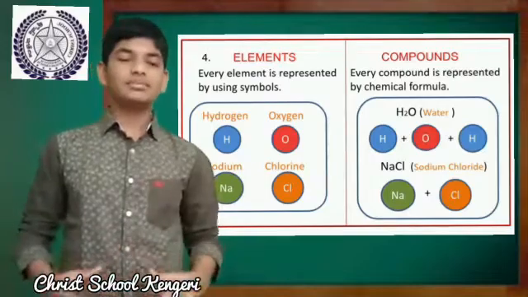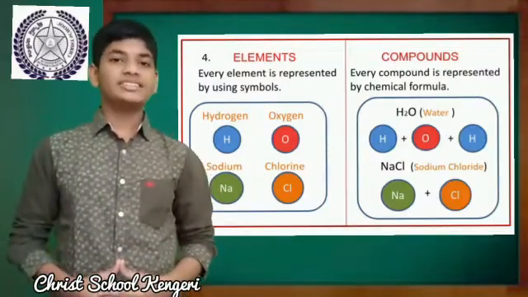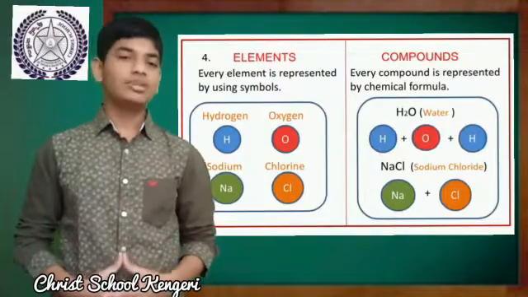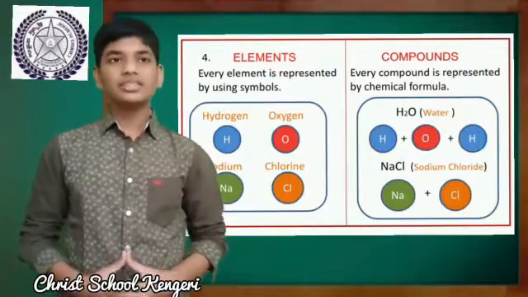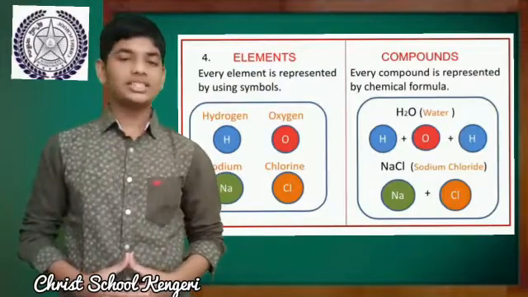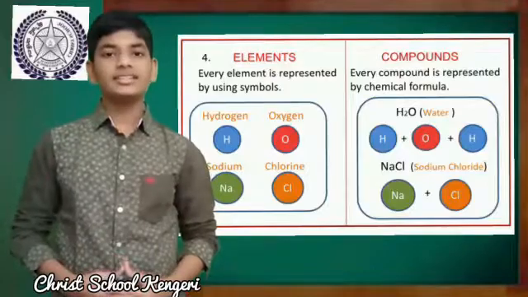Every element is represented by using their symbols. Example, symbol of hydrogen is H, symbol of oxygen is O, symbol of sodium is Na, symbol of chlorine is Cl. Whereas every compound is represented by their chemical formula. Example, water is H2O, sodium chloride NaCl.